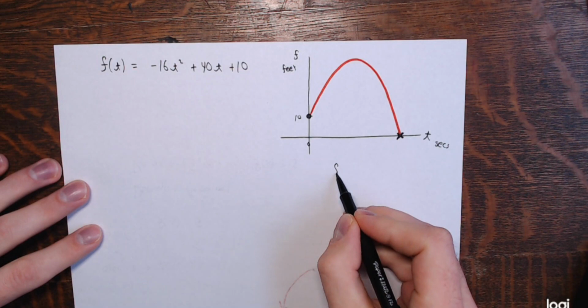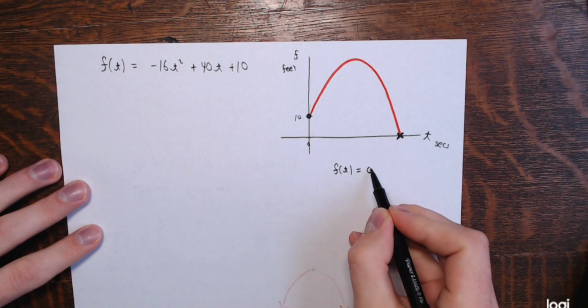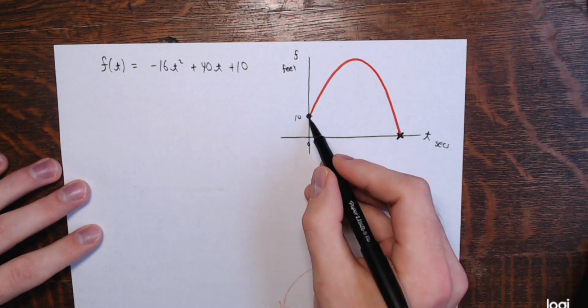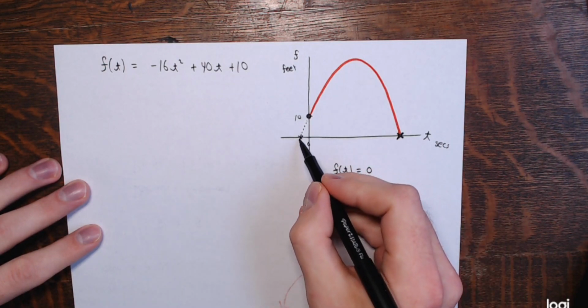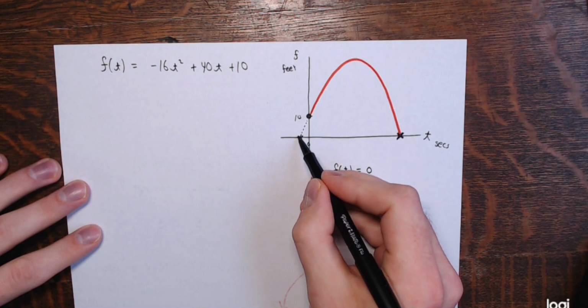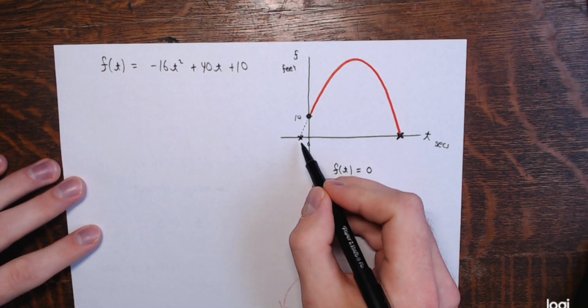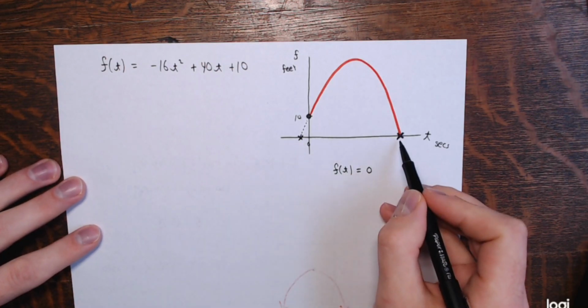So basically, when is f of t equal to 0? When is the output 0? Now there are going to be two answers, right? But one of them will be negative. If you were to continue the parabola over here, it would hit the horizontal axis over here, but that's at a negative time, so we're not going to consider that one. We're only looking for the one with the positive time.